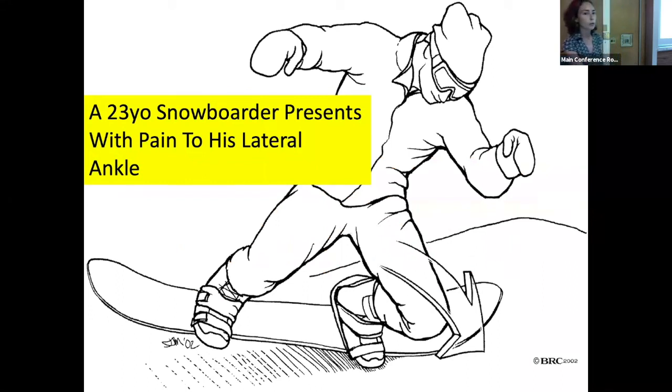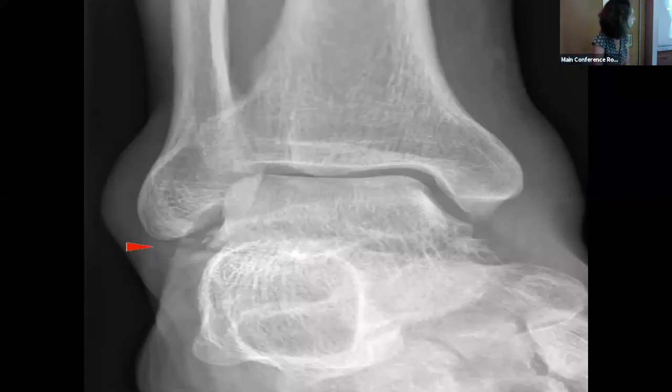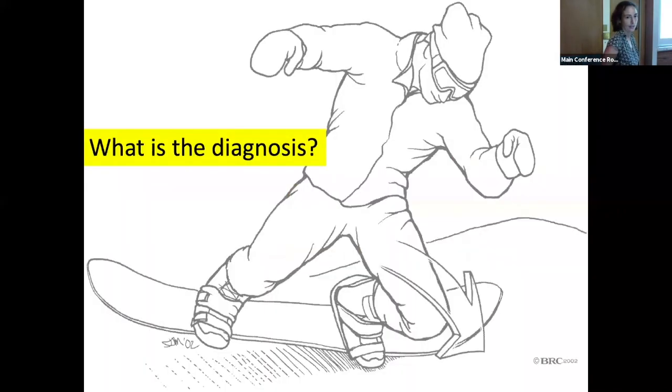So a 23-year-old snowboarder presents with pain to his lateral ankle, and you get this X-ray back. So what does the radiologic arrow sign show? Do you know what the diagnosis is? This, for once, does not have an eponym.